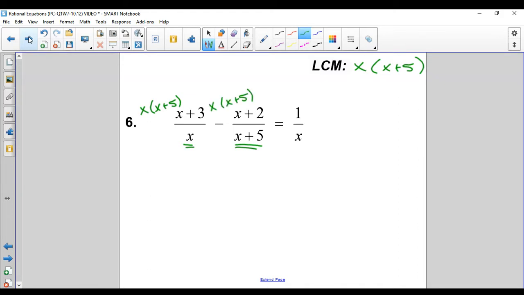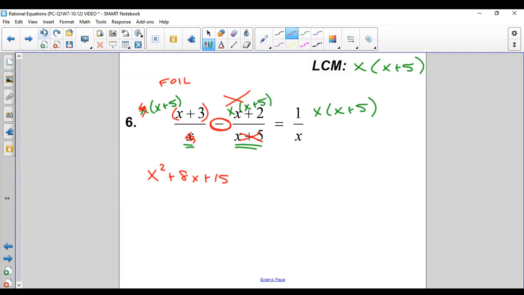Notice we're probably going to have some foiling involved here again. Let's check it out. Just the x cancels on this first term, so this is where you've got to FOIL. FOIL on that first one, we get x squared plus 8x plus 15. We luck out here. We do not need to FOIL, but we have subtraction. Treat this as though it's a negative x.